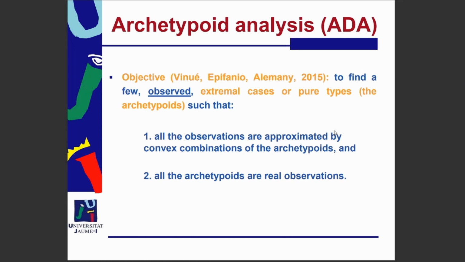Here we have a variant of archetypal analysis, archetypoid analysis, which was defined nearly 10 years ago. The objective is to find a few, but now observed, extremal cases or prototypes called archetypoids. The points are the same. All the observations are approximated by a mixture of archetypoids, but now the archetypoids are real observations, because in some problems we want exact cases.